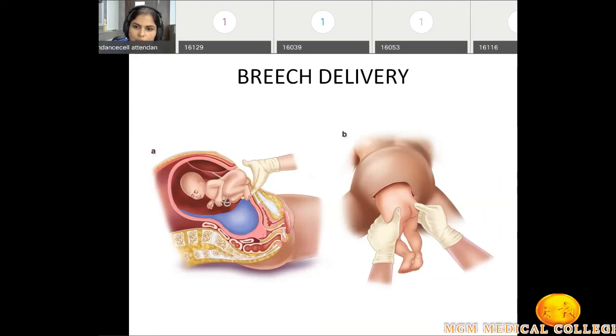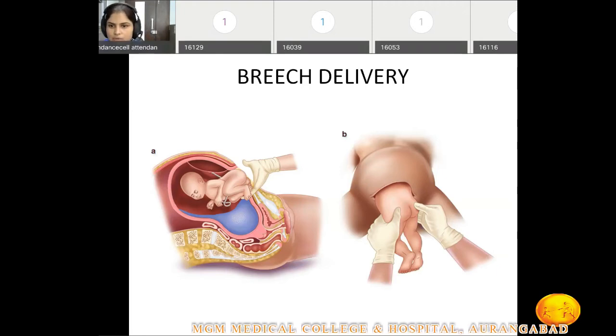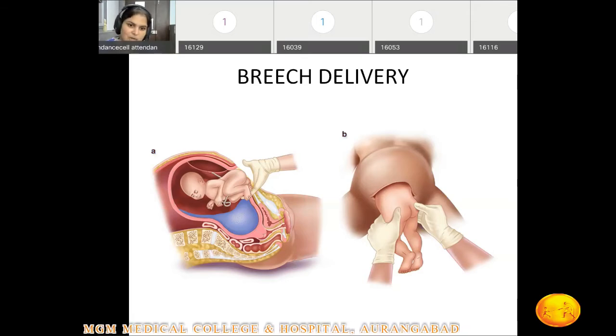So the back of the baby should be perpendicular to the tummy, so sacro-anterior is what you do, and then with a gentle pressure from above, you deliver the baby's head. What the pressure from above does is it helps in flexing the head of the baby. So the baby's head gets flexed and it can be easily delivered.